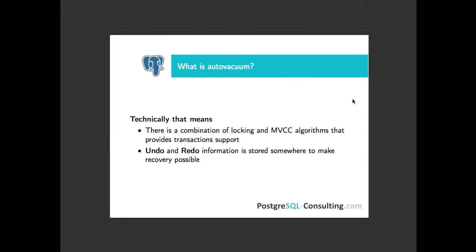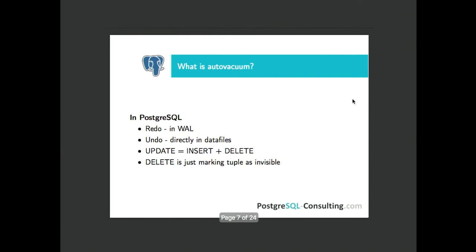Here is some simplification. I mentioned that it's a combination of logging and MVCC. Actually, MVCC also includes some locking algorithms inside of that. Undoing and redoing information helps to recover the database after a failure. Postgres keeps redo, like many other databases, in the write-ahead log. But undo is kept a bit non-traditionally, I mean in the data files themselves. For example, Oracle has undo information in special segments, which they call undo segments. DB2 stores some undo information right with the log information, and so on. Postgres keeps this undo information right in the data files.